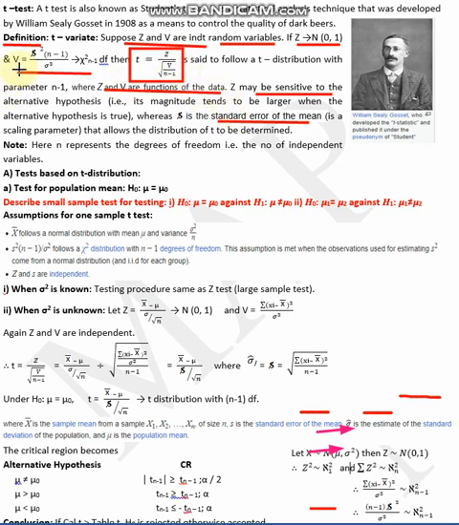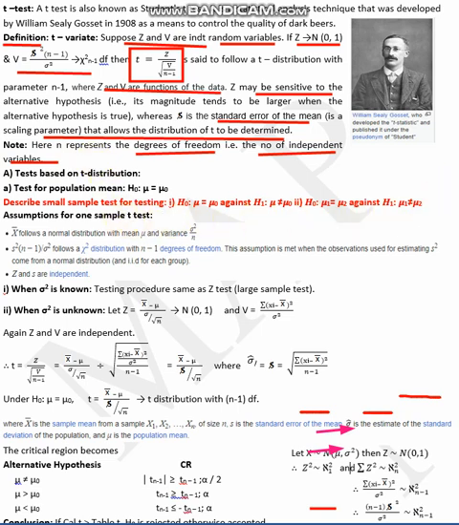What is v? V is s square (n minus 1) divided by sigma square, which follows a chi-square with n minus 1 degrees of freedom. So this s is the standard error of the mean, which is a scaling parameter, and that allows the distribution of t to be determined. What is n in this case? n represents the degrees of freedom, and the degrees of freedom are nothing but the number of independent variables. How many independent variables are there? That is represented by n.